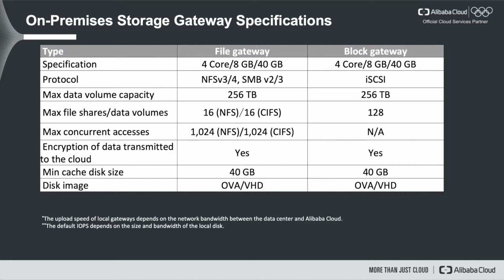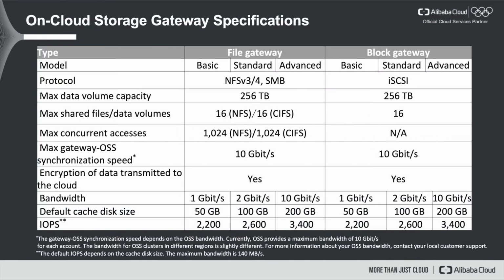However, it is strongly recommended for the performance and for the Cloud Storage Gateway operation to check how big the cache disk size should be. Both Cloud Storage Gateways can be deployed using OVA or VHD file. On-Cloud Storage Gateway specifications are a little bit different than the on-premises. The main difference is the supported bandwidth, default cache disk size, and the IOPS which can be delivered.